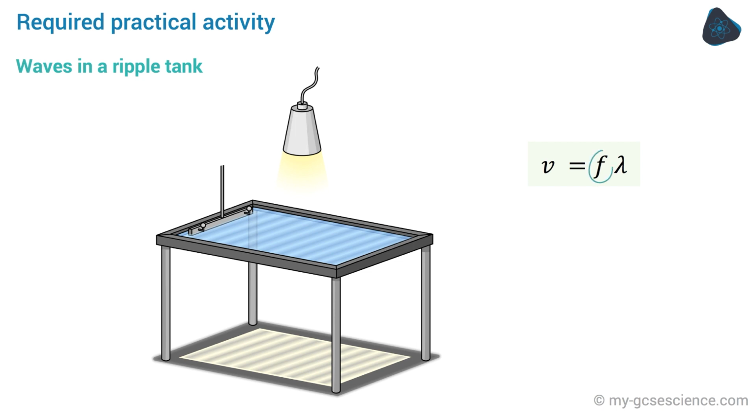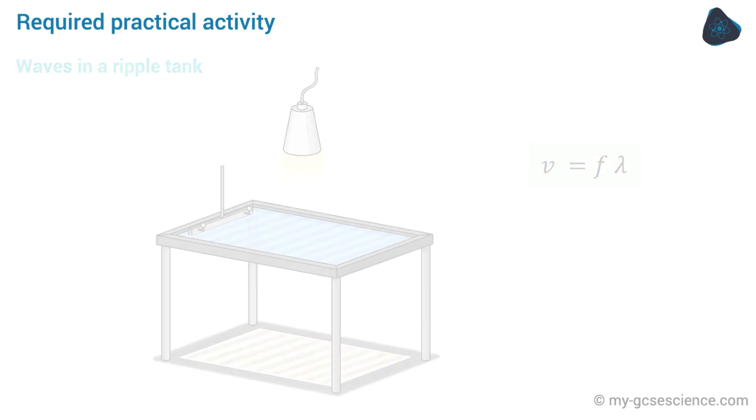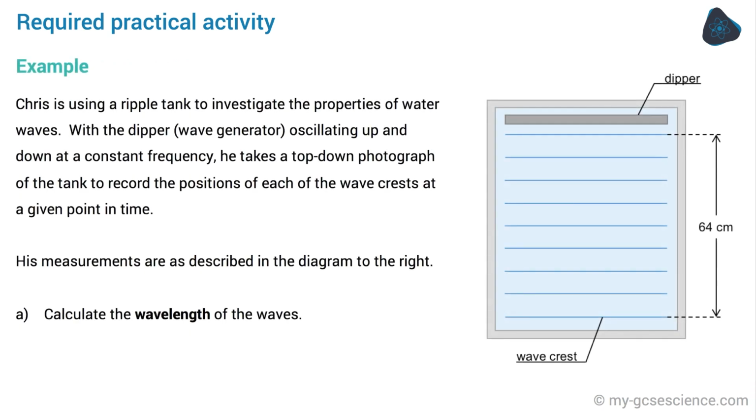Remember that the frequency is equal to the number of waves that pass a given point per second, and that their wavelength here can be determined by measuring the distance from one crest to the crest beside it. The way in which we go about taking these measurements and using them to determine the speed of the water waves is illustrated in this example.